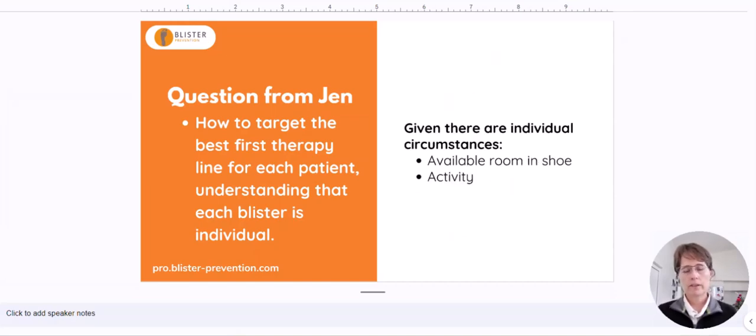And each individual is obviously individual, so they have certain foot structure and function, they're wearing a specific shoe, they're performing a certain activity, there might not be much room to put a prevention in, and so on. So how do we choose the first line therapy?